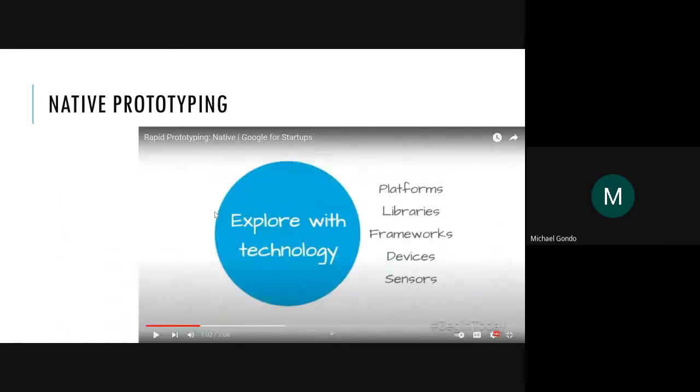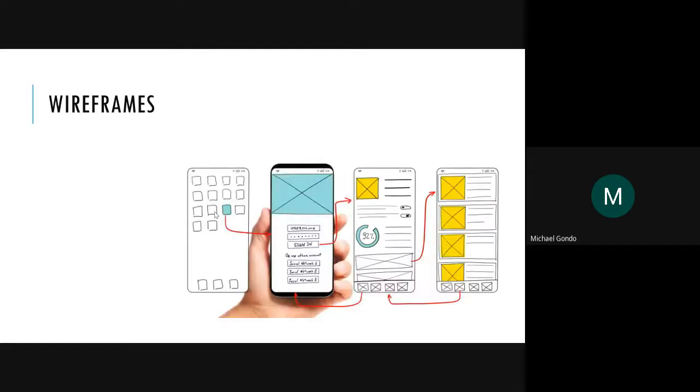And then when you get to the stage where you actually want to test your prototype in the market, you can apply that in a framework we call native prototyping. This is where, for example, you can develop an app, test your app in the market, get feedback, and then refine it as you go. And then wireframes are also very critical. This is where you create your 3D models of your solution.